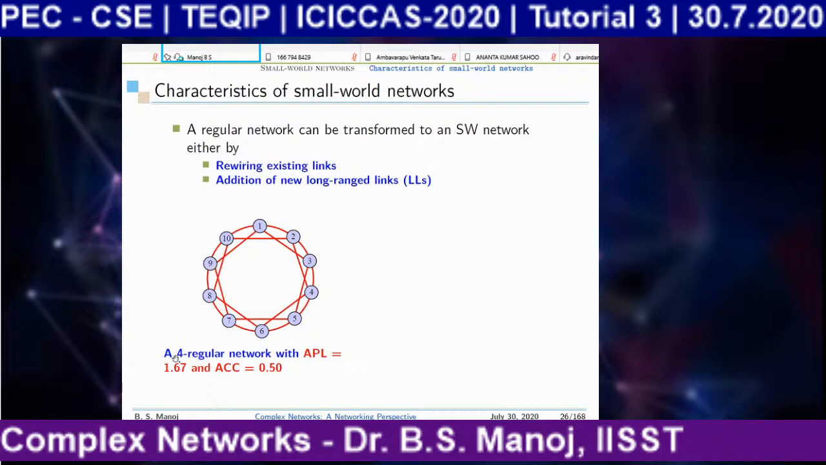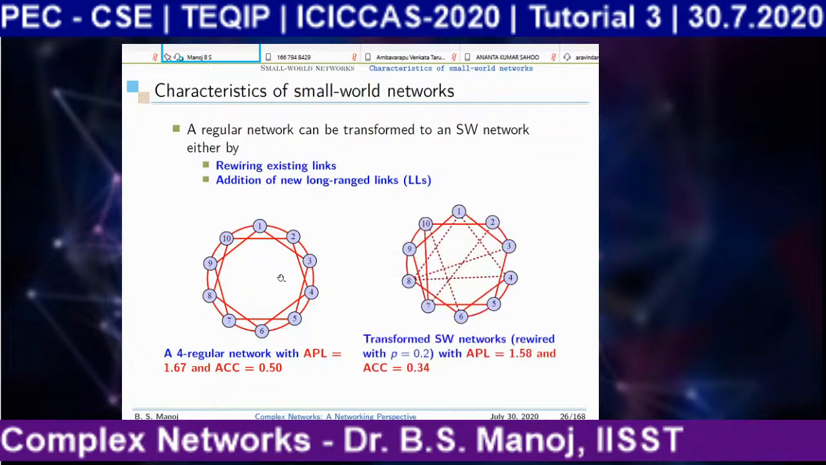This is called a four regular network because there are four edges originating or ending in every node in the network. So for this particular regular network, the average path length is 1.67 hops and the average clustering coefficient is 0.5. Okay. Now you can convert this into a small world network by rewiring.